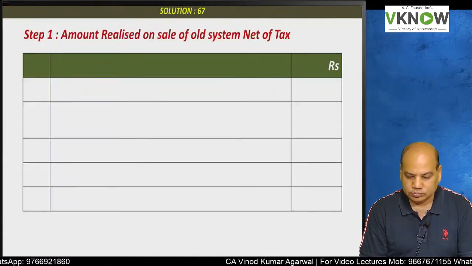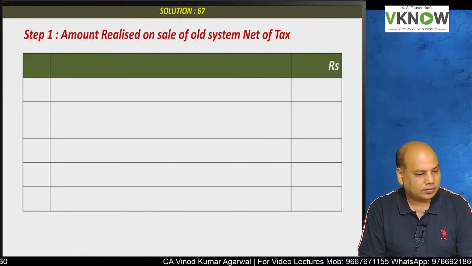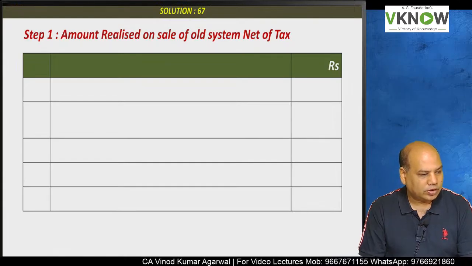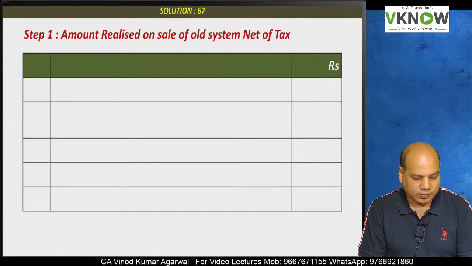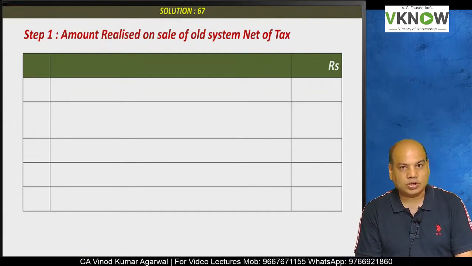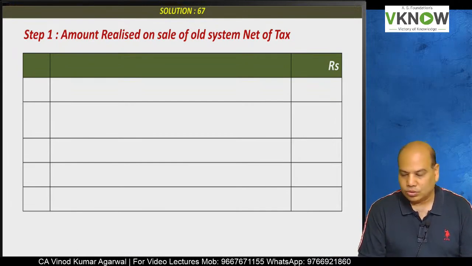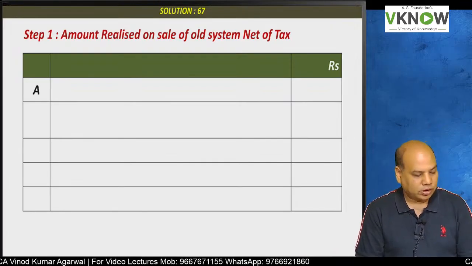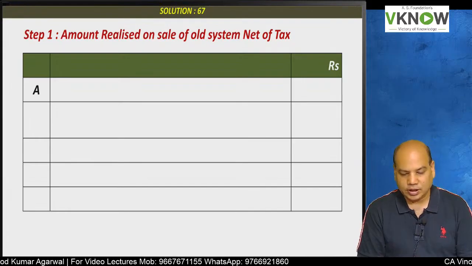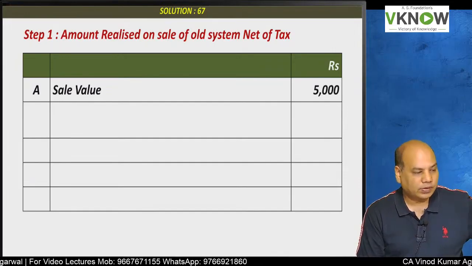So write down step 1, amount realized on sale of old system net of tax. If you change the assumption, the answer can change slightly. First point A, write down sale value. Sale value is given 5,000.